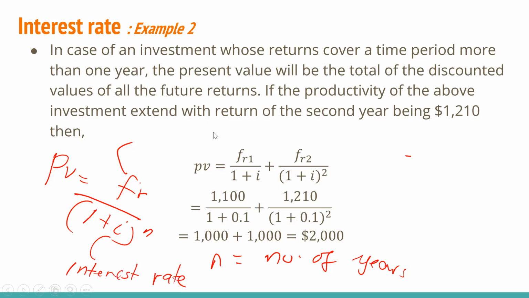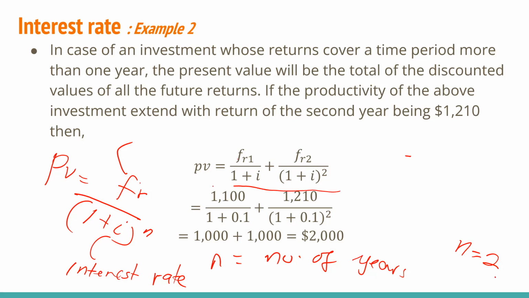So in the second example here, let me just read it. In the case of an investment whose returns cover a time period more than 1 year, the present value will be the total of the discounted values of all future returns. So the same example, but now we are talking about not 1 year, but 2 years, so that our n here is not 1 as before, but n is equal to 2.